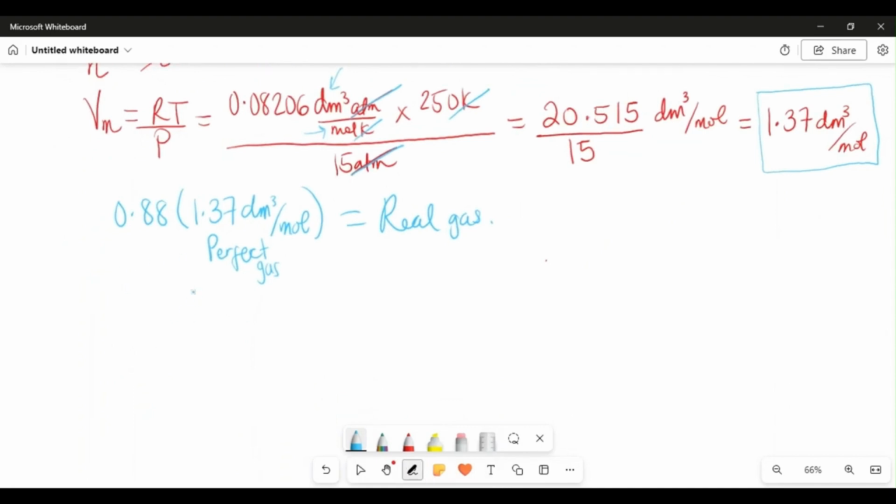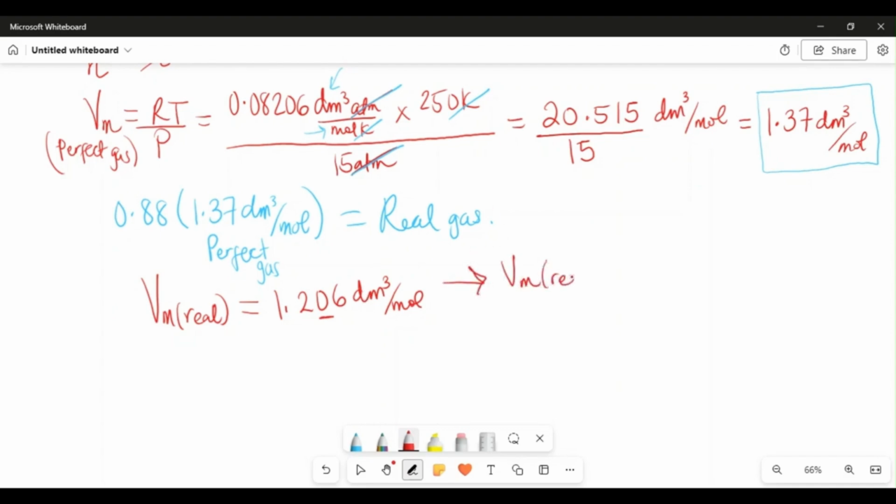So you just have to input this information into the calculator and solve in 3-sig-fix. When you input that in the calculator, you're going to see that the molar volume of a real gas right here, because this one is for a perfect gas or an ideal gas, the molar volume of a real gas is the same thing as 0.88 times 1.37, which when you solve it, you end up getting 1.206 dm cubed per mole. And when you do it in 3-sig-fix, you end up with the molar volume of the real gas to be 1.21 dm cubed per mole. So that is it. We've solved the first part of the question.